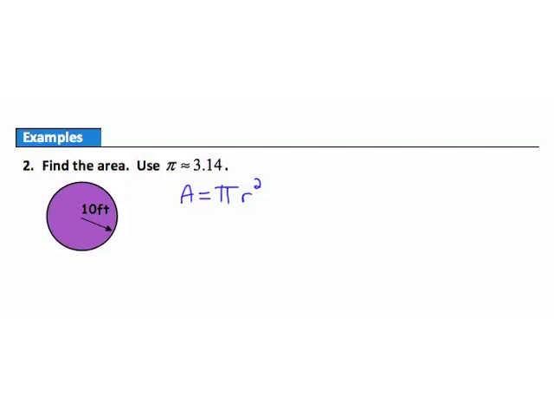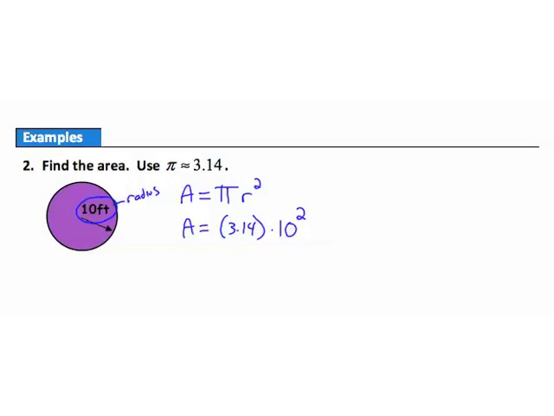Notice in the circle here, the 10 feet was the radius. So that's good because that's the information that I need in this formula. So I'm just going to plug that 10 in for the radius. And so the area of this circle is going to be pi, which is 3.14, times the radius squared, which is 10. So we have times 10 and then to the second power.